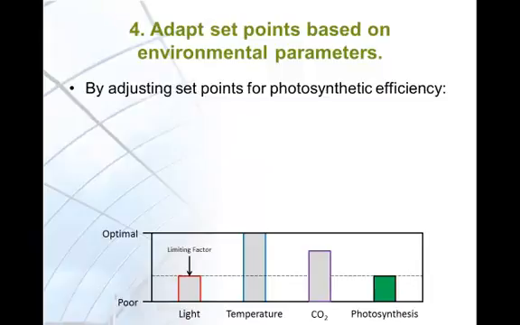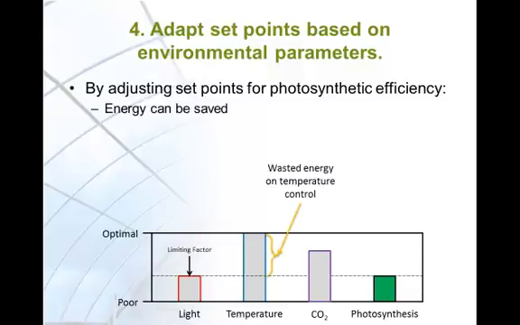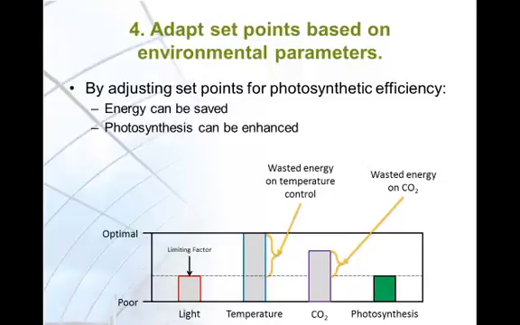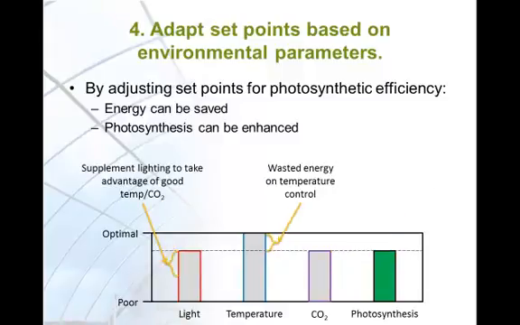By adjusting set points for photosynthetic efficiency, energy can be saved. On the graph below, you can see the wasted energy on temperature control and the wasted energy on CO2. Alternatively, photosynthesis can be enhanced. We can supplement lighting to take advantage of good temperature and CO2 levels. Boosting light level will boost photosynthesis.